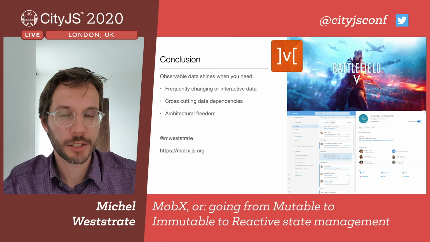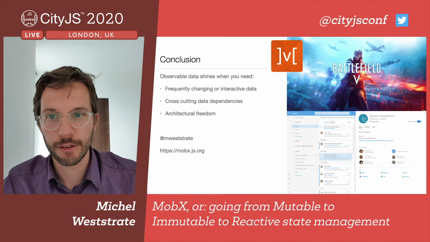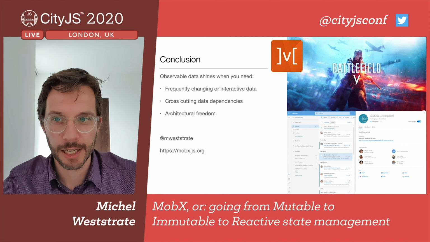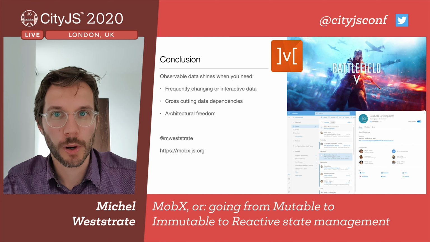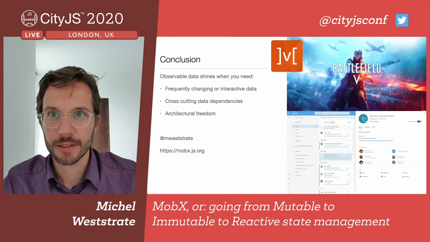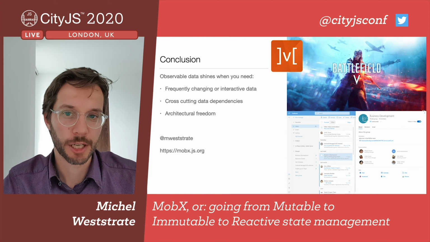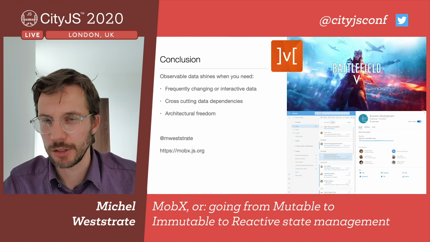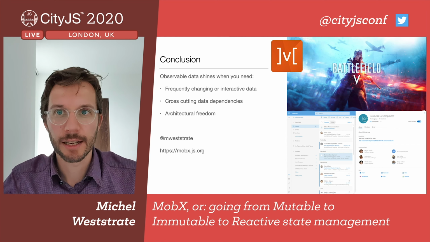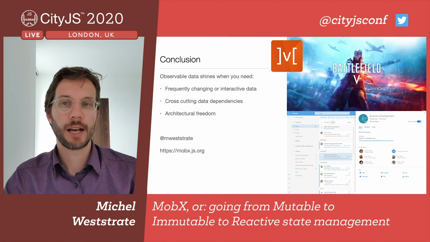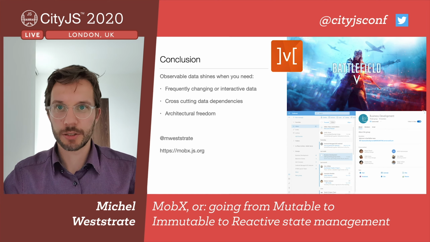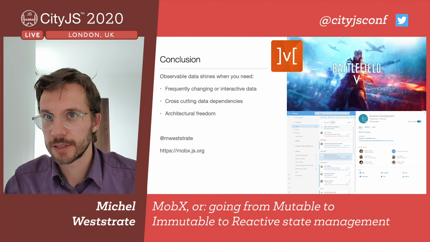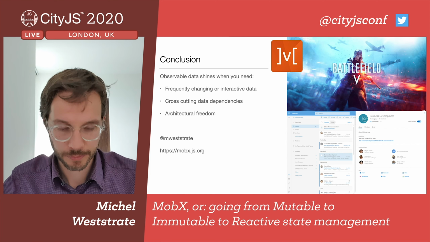So I think the cases where observable data really shines is when you have very frequently updating data or very interactive data, or where you have a lot of cross-cutting dependencies. So where one piece of data can be rendered in many places and you don't want to manually keep track of where it is exactly used. And it allows some architectural freedom. I showed you two quite different ways to organize a MobX code base. And so that's the flexibility it offers as well.